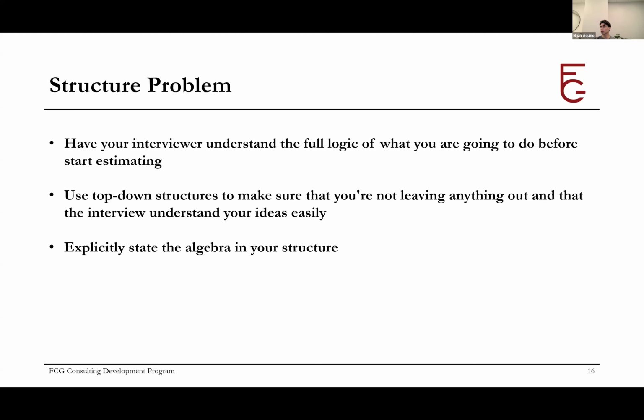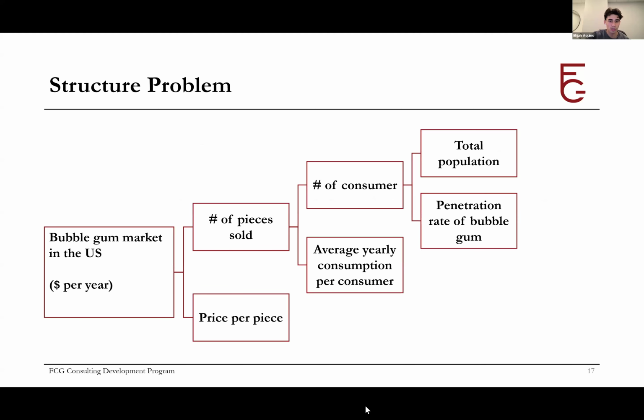So a top-down structure starts with the big picture. As you can see here, with our top-down structure, we started with the bubble gum market in the United States. There are other ways that you might learn market sizing, where you start with total population. However, what we did is we started with the bubble gum market, then we broke it down into two components. We broke down one of those two components into two other components. And then we did the same thing here to get to the total population.